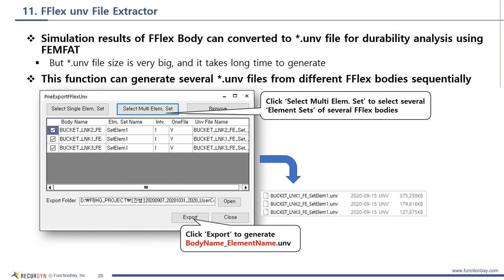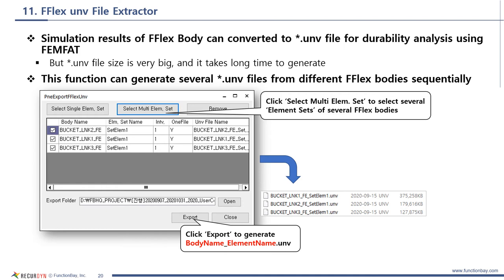The 11th feature is UMV file extractor. UMV file is a finite element analysis result file for FEMFAT. That is a fatigue analysis program. RecurDyn allows you to extract this file after simulation. By the way, this UMV file is in ASCII format and has a large capacity. Therefore, it takes a very long time to output one FFlex body. If there are many FFlex bodies in the model, the process is bothersome and time-consuming since they should be output separately.